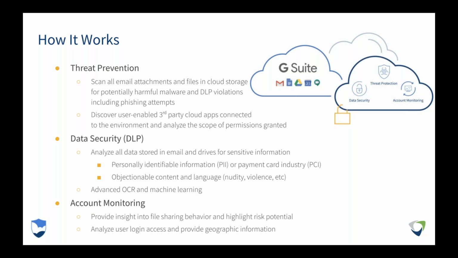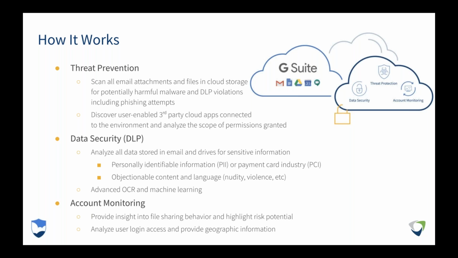We'll show you any user-enabled third-party cloud apps that have been connected to your environment by a user downloading it and creating an account using their credentials for your organization. Because when they did that, they granted certain scopes and permissions to those apps, which then could be potentially harmful, particularly if it has access to, for example, read, write, send, and delete email in your domain. So we'll show you that and give you the power to revoke access to those apps.